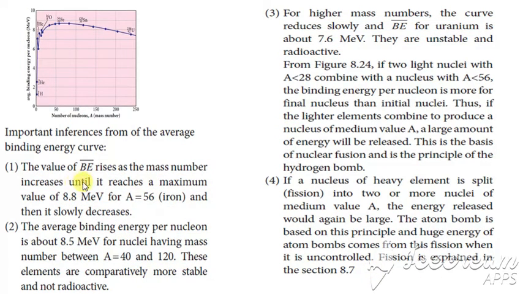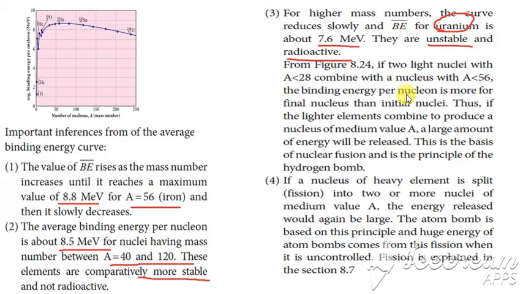Yes, clear with these three points? First, 8.8 at A equal to 56. Next, 8.5, that is between 40 and 120, so they are stable and not radioactive. Next is 7.6, that is for uranium, they are unstable and radioactive.